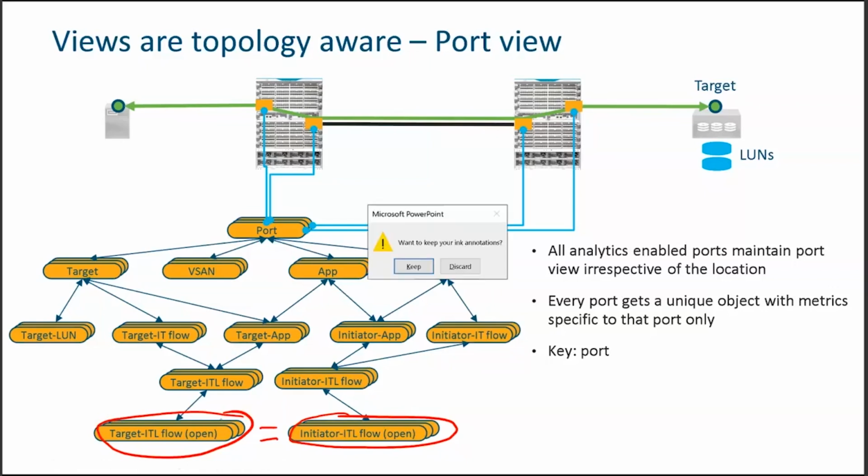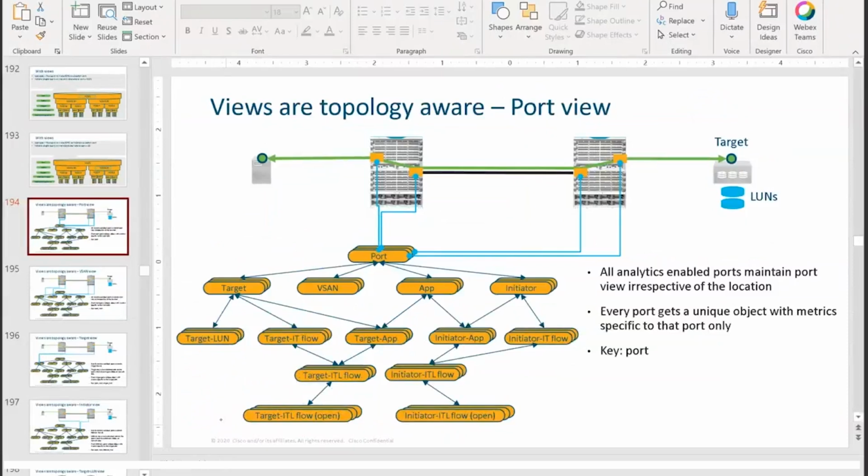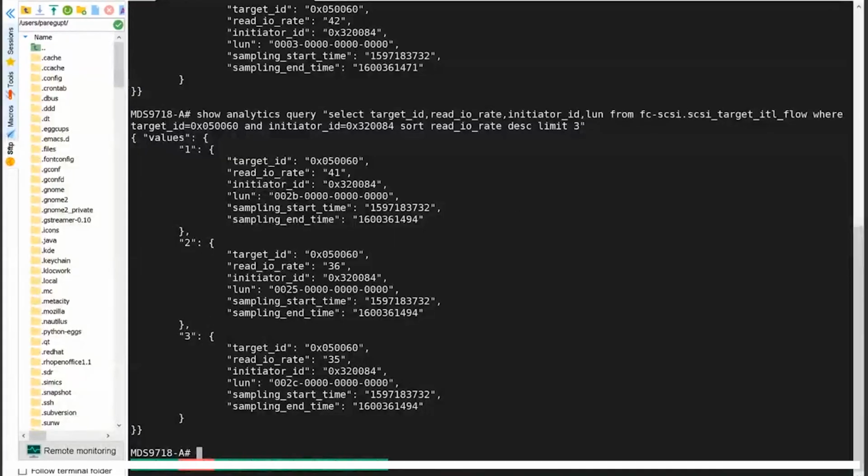Back to Ed's earlier question, if I wanted to get all of the IOPS from an initiator, I would need the initiator view, right? Well, we just did this, right? You see that? I'm just executing these queries on this SCSI target ITL flow record. It's not a SCSI initiator ITL flow record. I still get the initiator ID and the LUN value here.